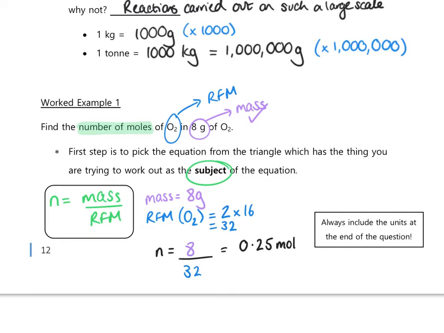So pick your equation. Check that if you've been given a mass, that it's in the correct units. Work out your RFM and then put it back into the equation, and make sure that you include units at the end of your question, particularly if you're being asked to work out the mass of a substance. Let's look at another example over on page 13.